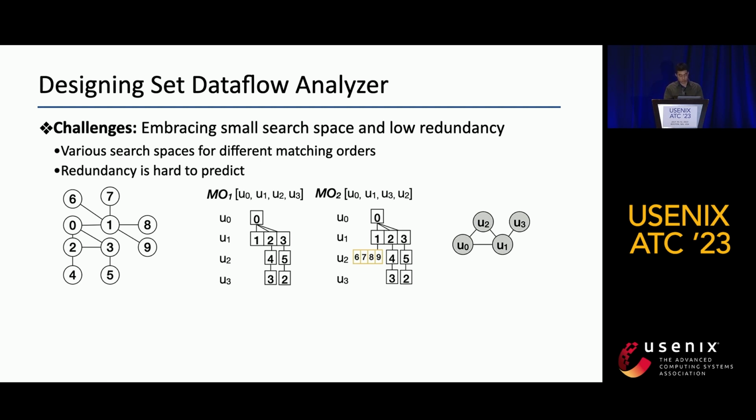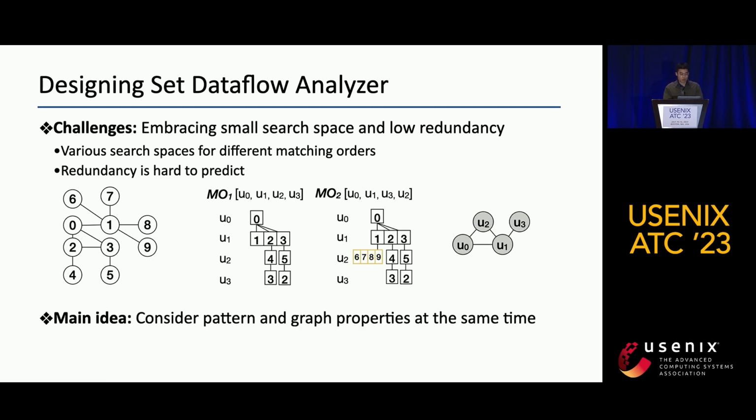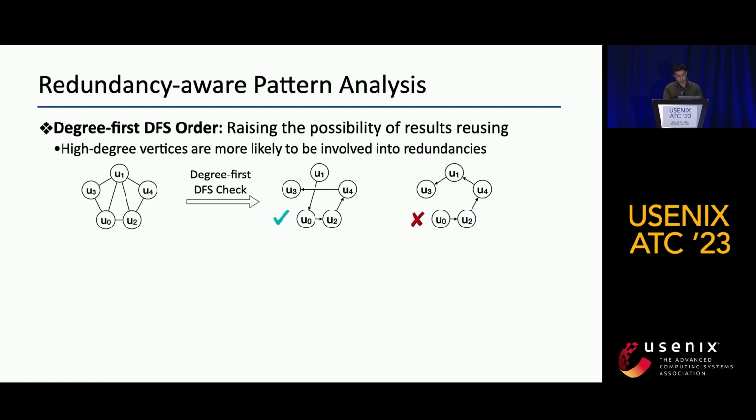of the processing. To accomplish this goal, we designed a two-phase pattern analysis approach that takes into account both pattern and data graph features. Firstly, we enumerate all valid degree-first DFS orders to raise the possibility of result reuse. This ensures high-degree vertices are mapped first, and we can trace the frequently reused computations the first time.